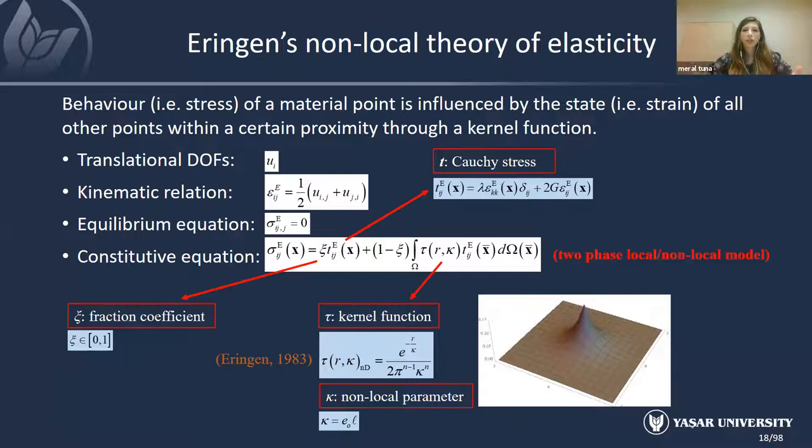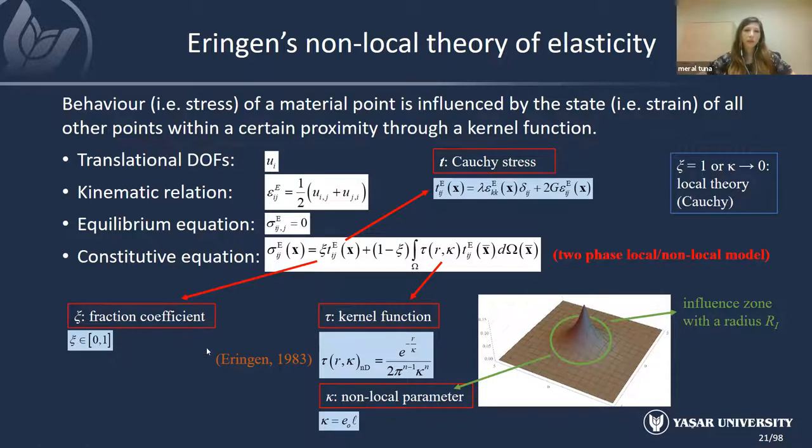In fact, any attenuation type function can be used as a kernel function as long as the mathematical requirements mentioned by Eringen are satisfied. In our studies, we used a bi-exponential type kernel function, which is illustrated for the two-dimensional case. So as we can see here, the long-range interactions practically vanish beyond a certain limit. And this limit is called the influence zone. The radius of the influence zone is directly related to the non-local parameter, and the non-local parameter contains information about the internal structure or underlying material organization. So when the fraction coefficient equals 1, or when the non-local parameter approaches 0, this theory simplifies to the local theory of elasticity.